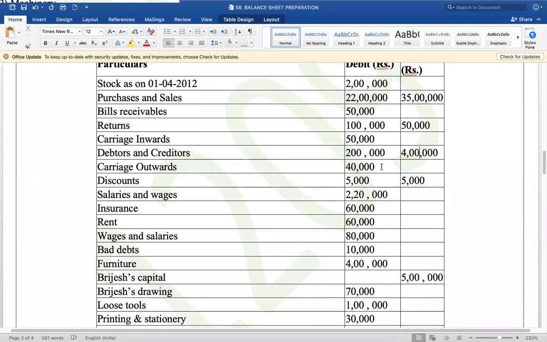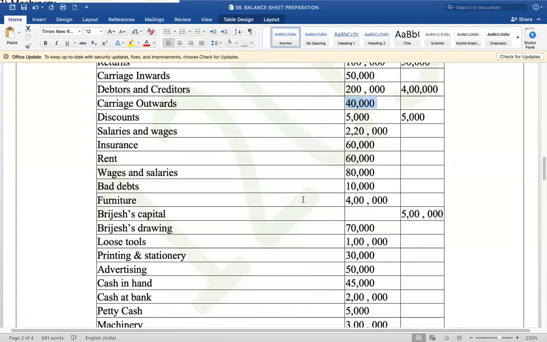Carriage outward. When you sell goods, you may have to transport or ship the goods. That's 40,000. Next, discount. If it is discount allowed, which is a loss for you, you treat it as an expense, a debit item. If it is discount received, allowed by others, it is income, a credit. Discount received is a gain, credit. And discount allowed is a loss, debit.